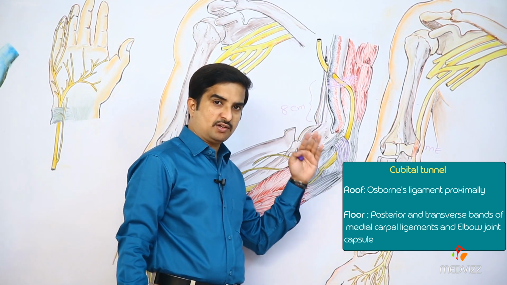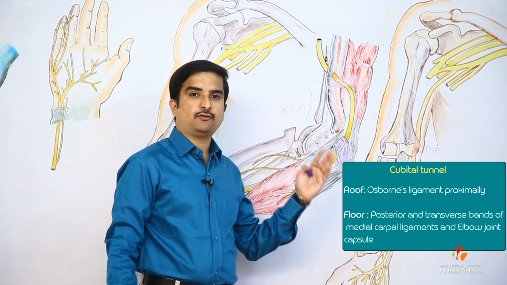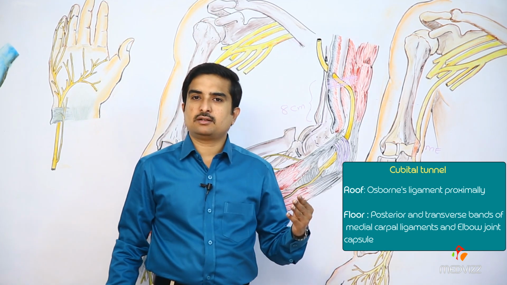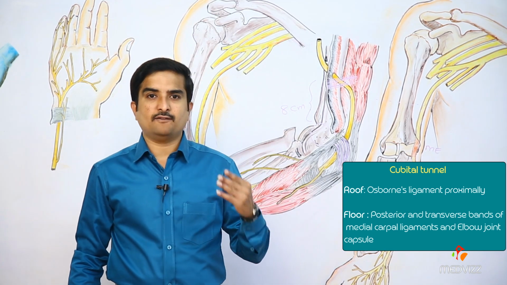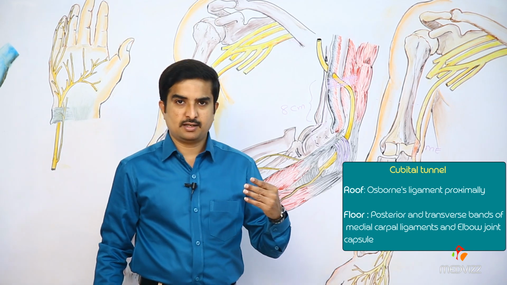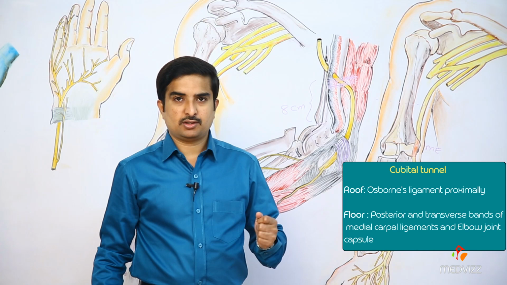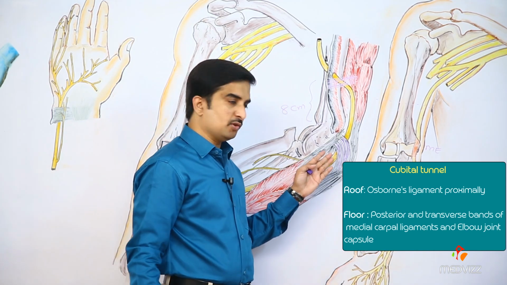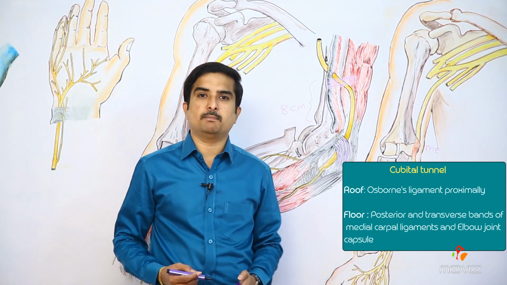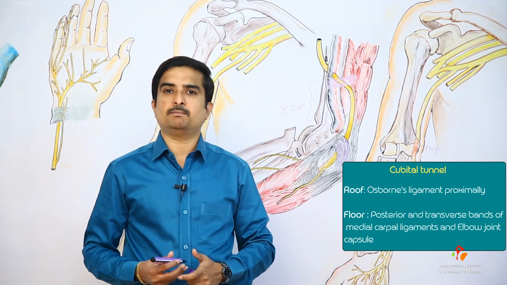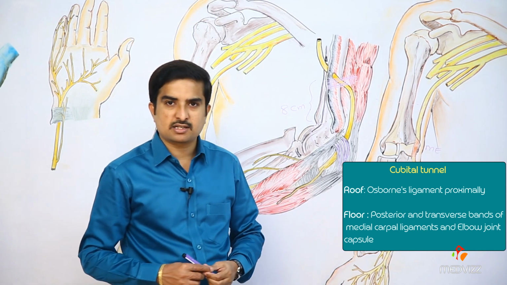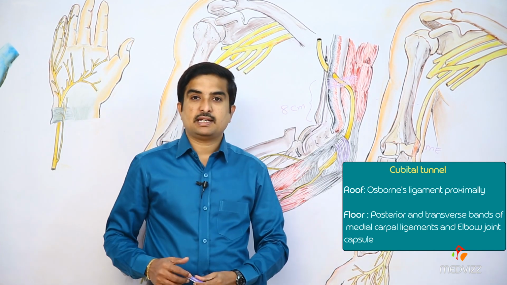So floor, we cannot see the floor here, but the floor is formed by the posterior and transverse bands of the medial carpal ligaments and also the capsule of the elbow joint. So the roof is formed by the Osborn's ligament and the floor is formed by the posterior and transverse bands of the medial carpal ligaments and elbow joint capsule.